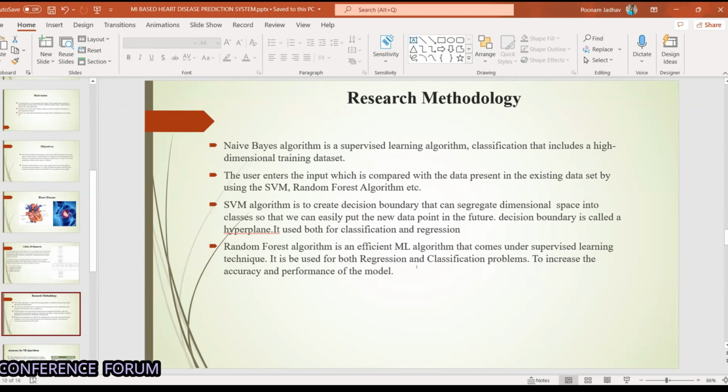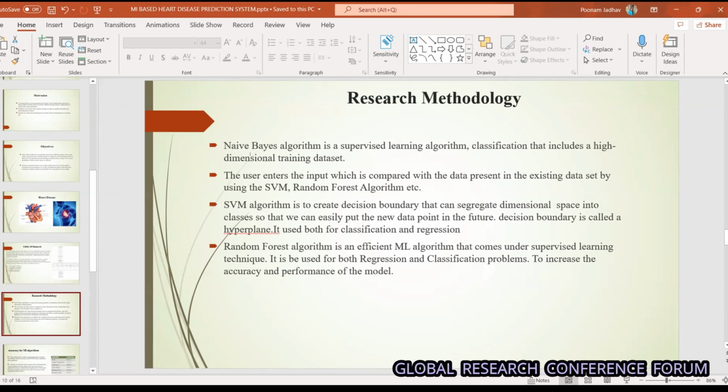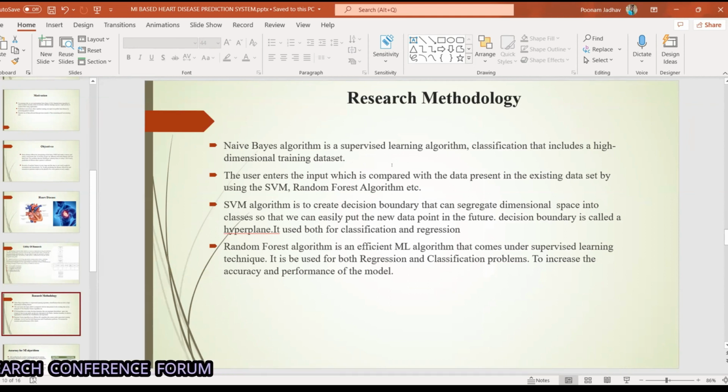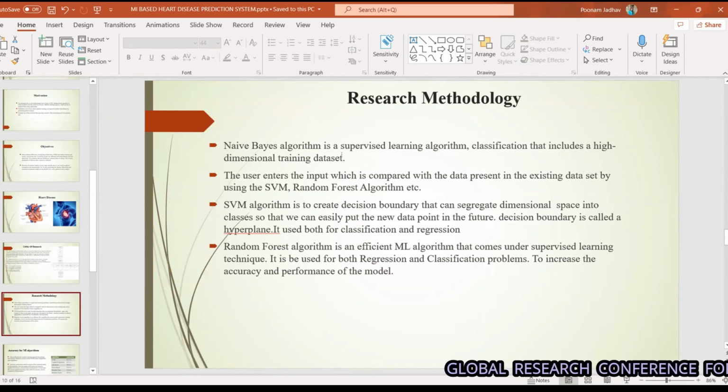Then the research methodology: these are the different algorithms which we used. The Naive Bayes algorithm is a supervised learning algorithm that classifies high-dimension training data sets.